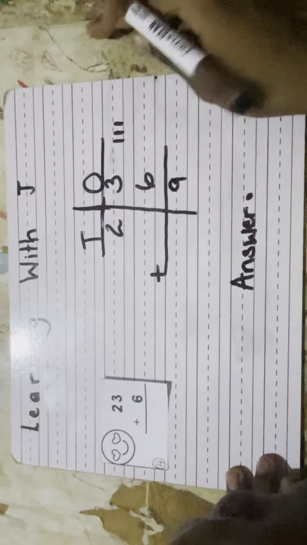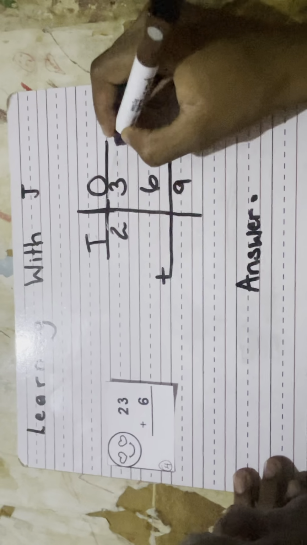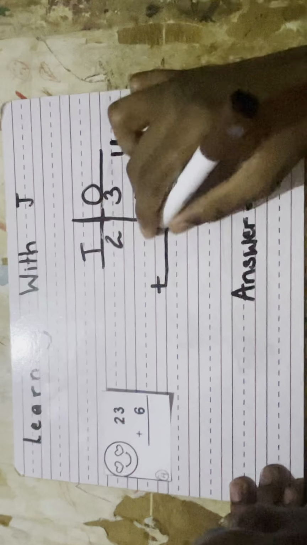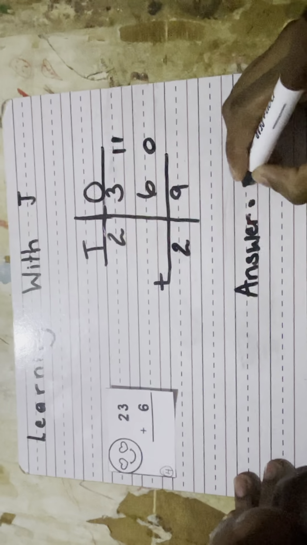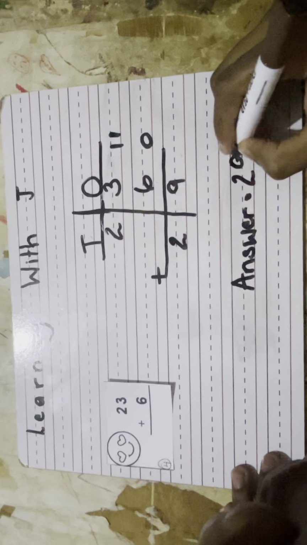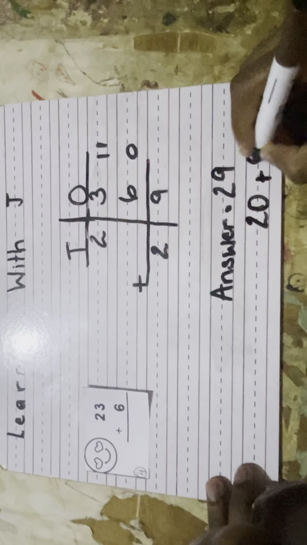Then we work our way over to our tens column. So we have 2 tens and none at the bottom. So 2 plus 0 gives us 2. So we write the answer is 29, or 20 plus 9.